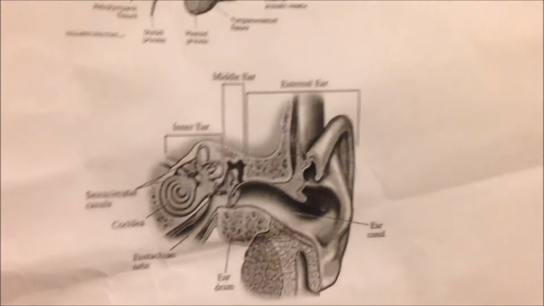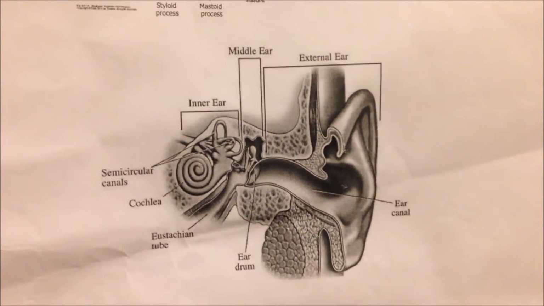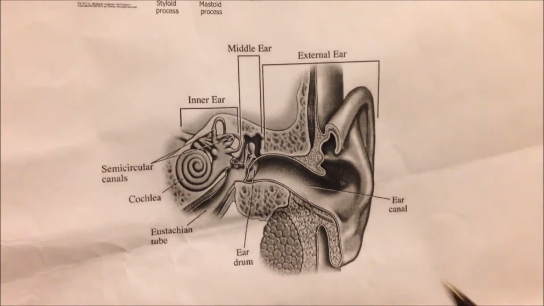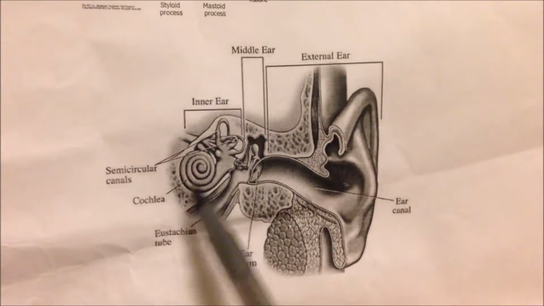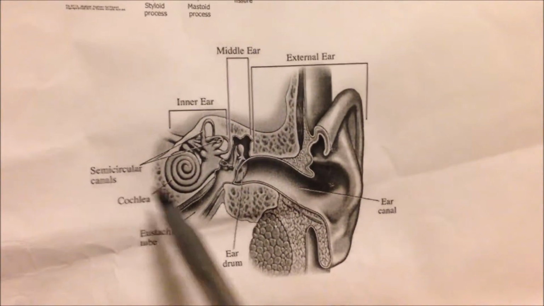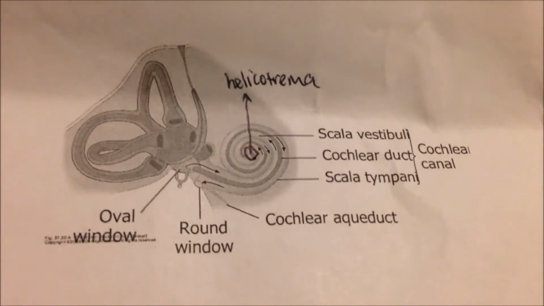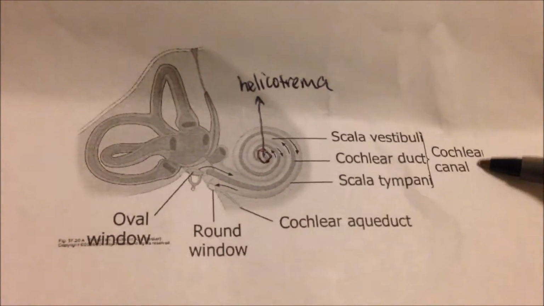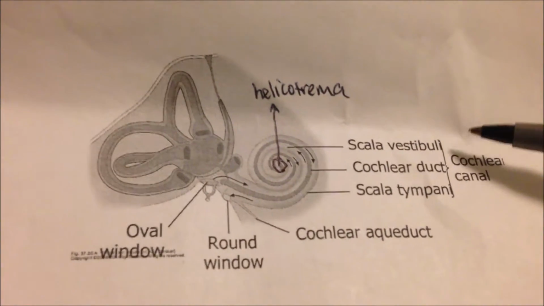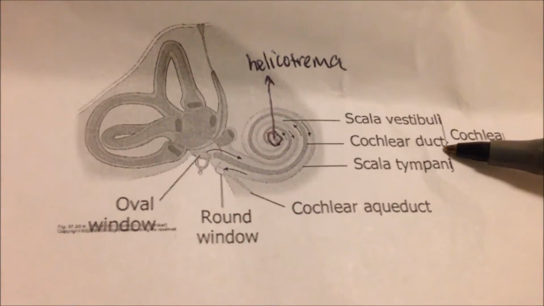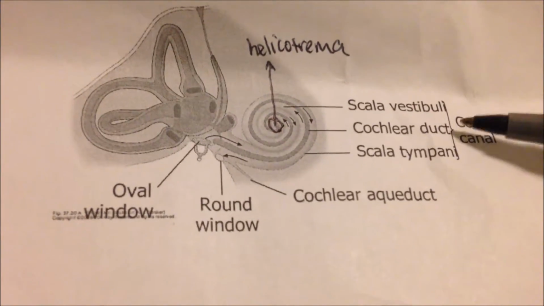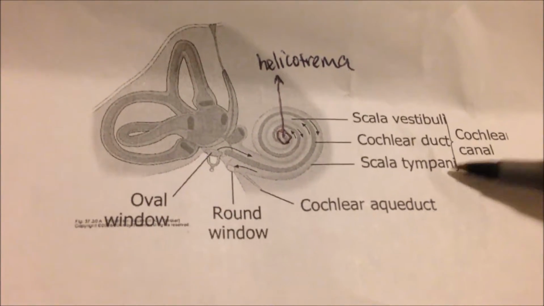Okay, so this is the inner ear. The basics of the inner ear are the vestibule, the cochlea, which is right here, and the semicircular canals. Okay, this is another image of the inner ear, and this is the cochlear canal, which contains the scala vestibuli, the cochlear duct, also known as the scala media, and the scala tympani.